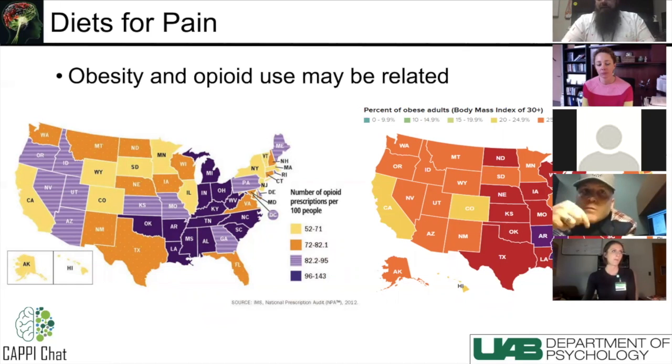Now, on the left, you see opioid prescriptions per 100 people. And you can see that there's a good deal of overlap there, where the states that have the higher levels of obesity tend to also have the higher levels of opioid use. Again, it's a connection that we can try to make, that the individuals that do have obesity tend to also have pain or vice versa.